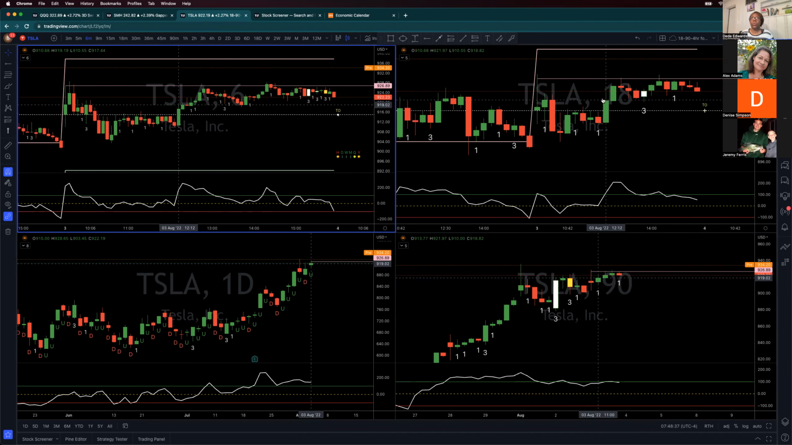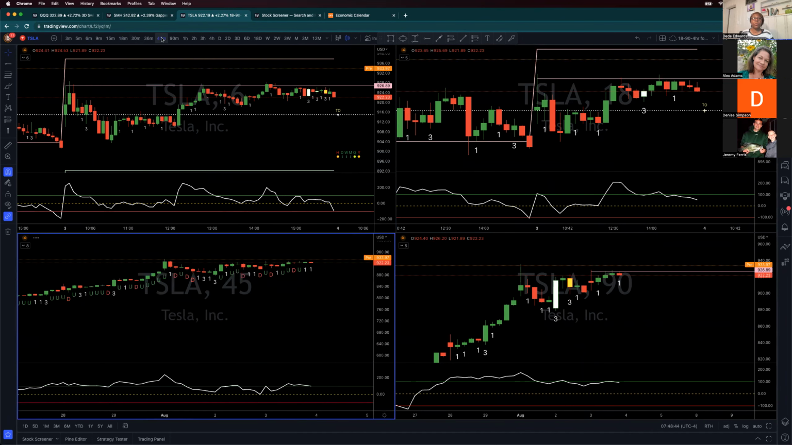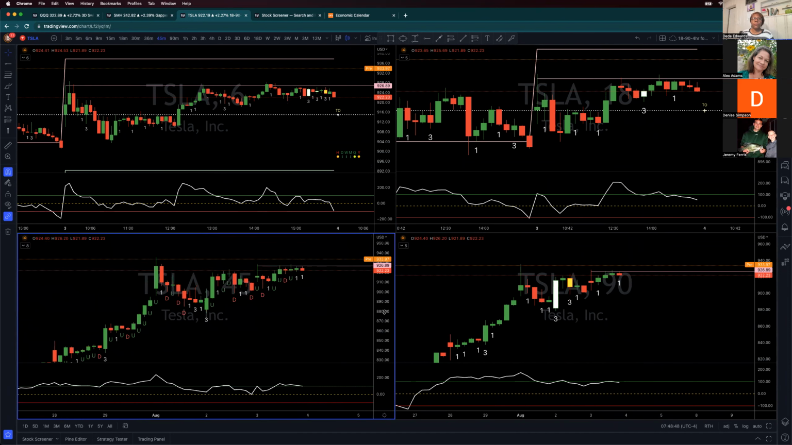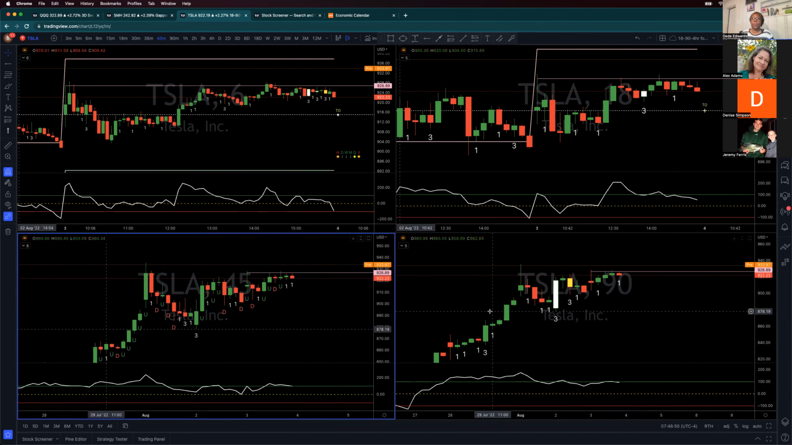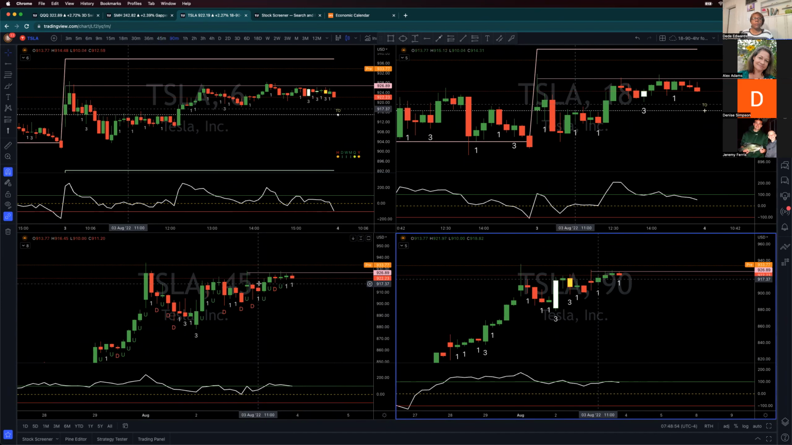If you are doing this the right way, right? And I'm just going to flip over here. Let's throw up our 45 real quick. If you are trading this properly, here was our inside bar on our 45. This was our 2 up.